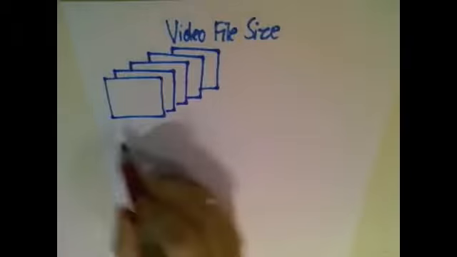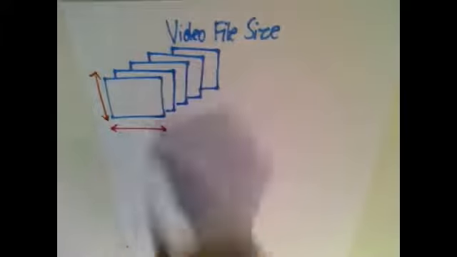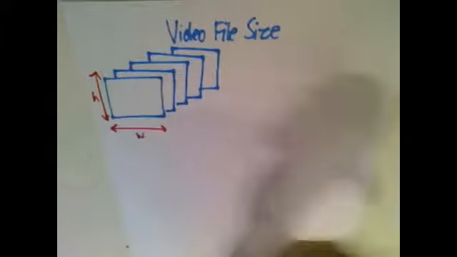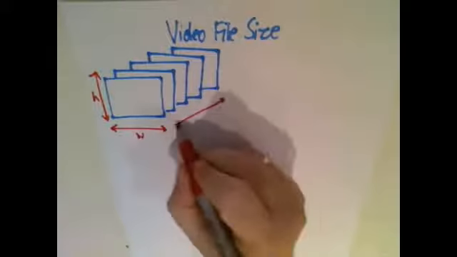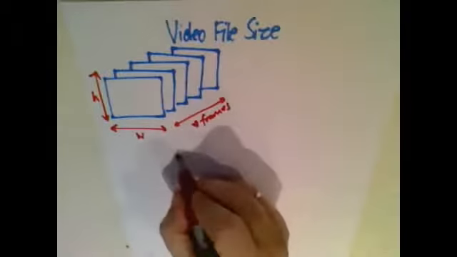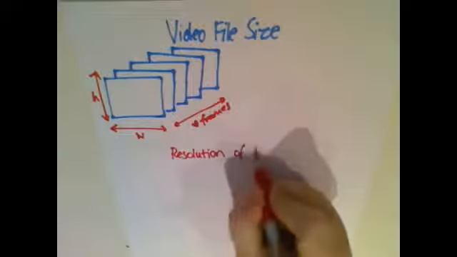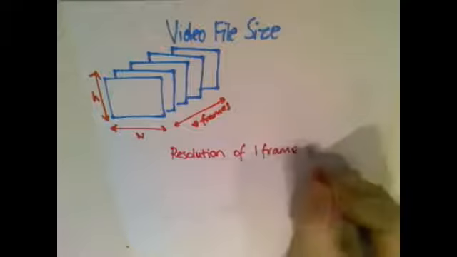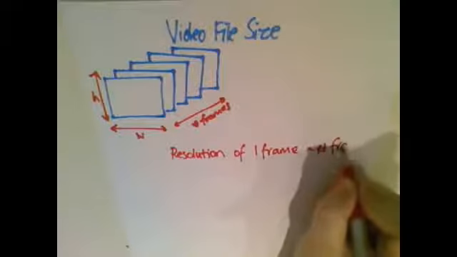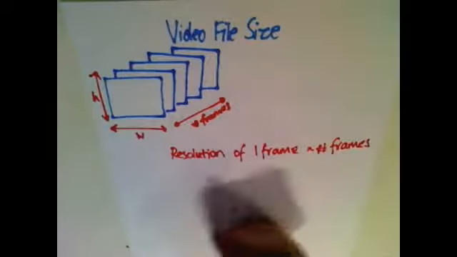So when we look at video file size, we look at the file size of each individual frame within the video. So the width times the height of each frame times by the number of frames. So basically it's the resolution of one frame times the number of frames. Now that's independent of the sound file that goes along with the video. That's just for the actual image files that make up the video, or animation for that matter.